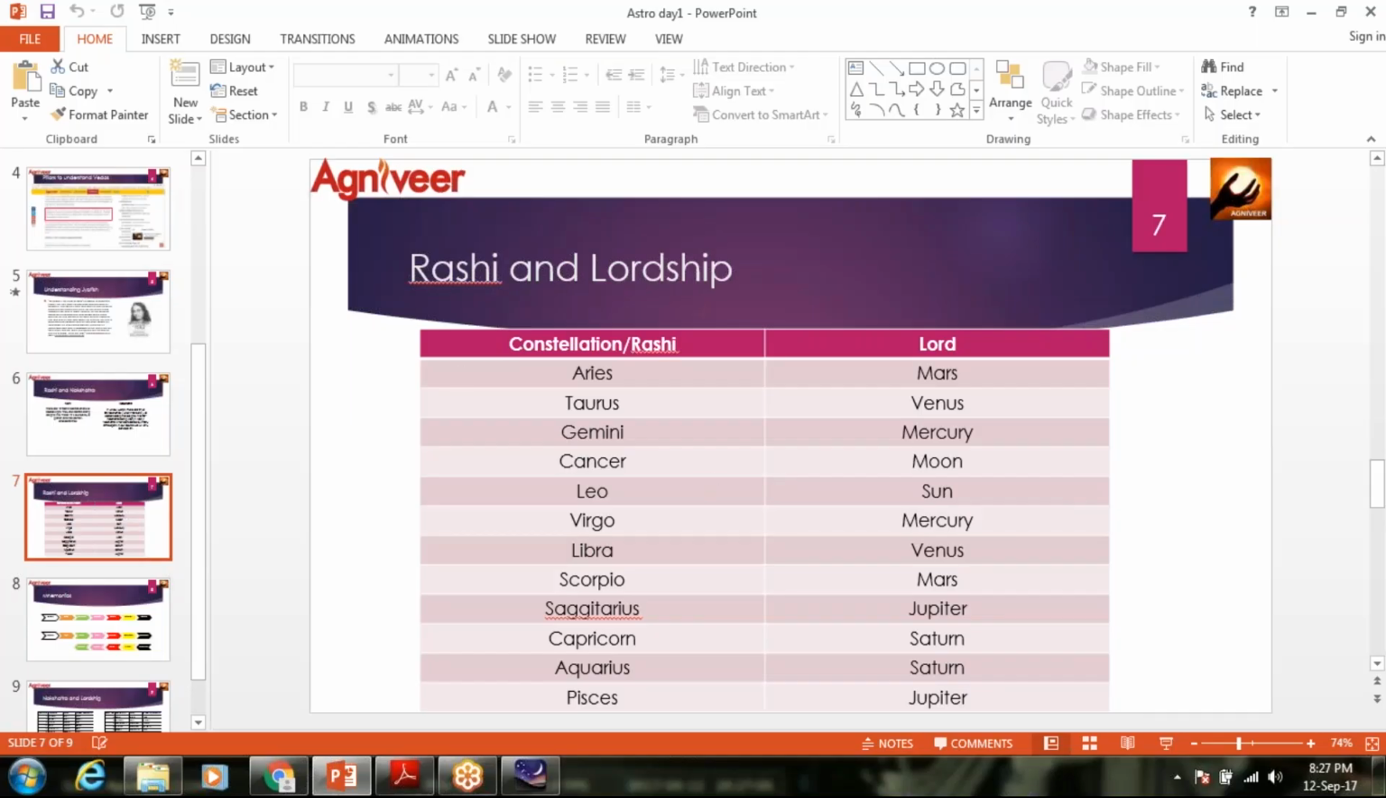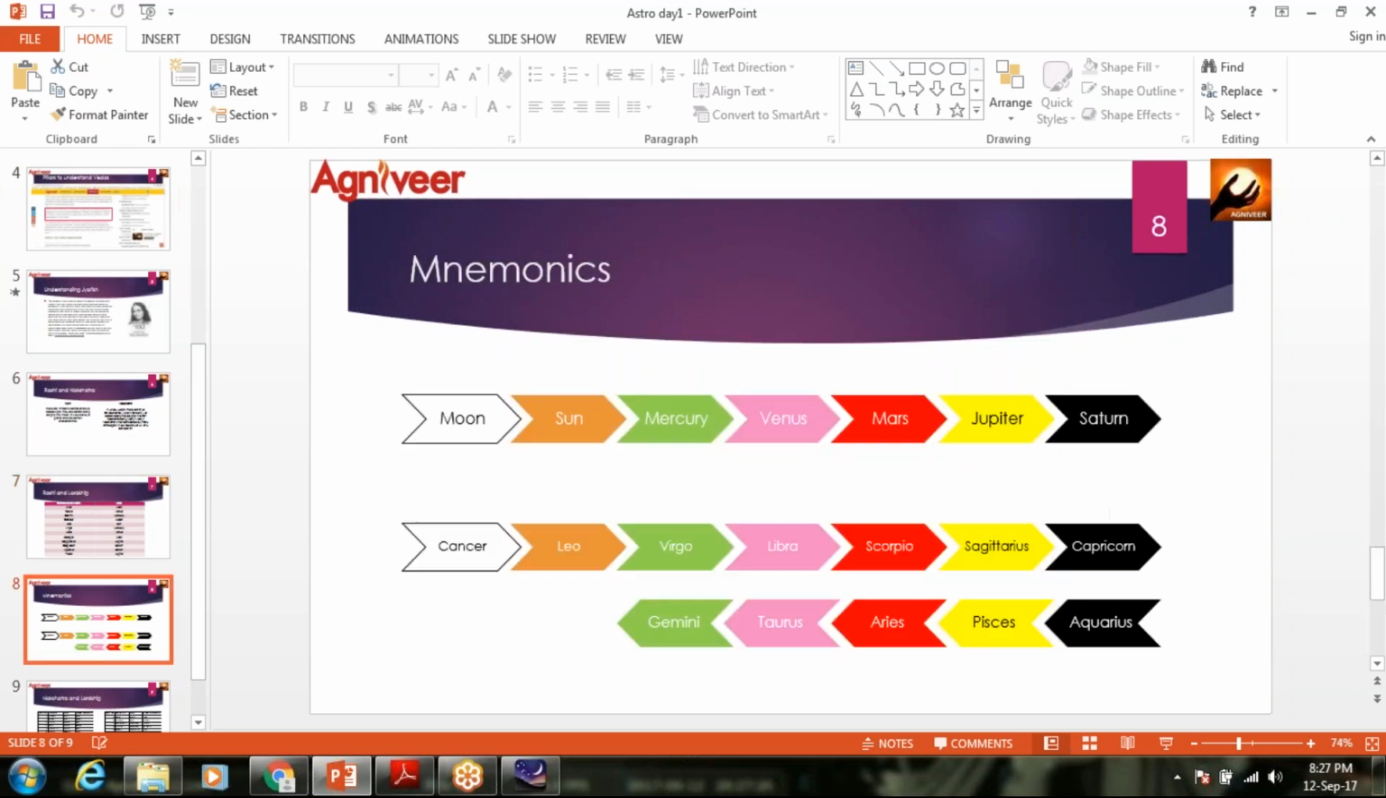So let me get back. These are the 12 signs that we have, and every sign is associated with a lord, or a planet, which rules that sign. Aries is associated with Mars, and Taurus with Venus. In this way, we have a mnemonic to memorize it or understand it better. Suppose the Moon is closest to Earth, as you know, and if we start from the Sun through the rest of the planets, the Sun comes in the middle, then Mercury, Venus, Mars, Jupiter, and Saturn. So a mnemonic to memorize which planet rules which sign is a simple way. The Moon is associated with Cancer.